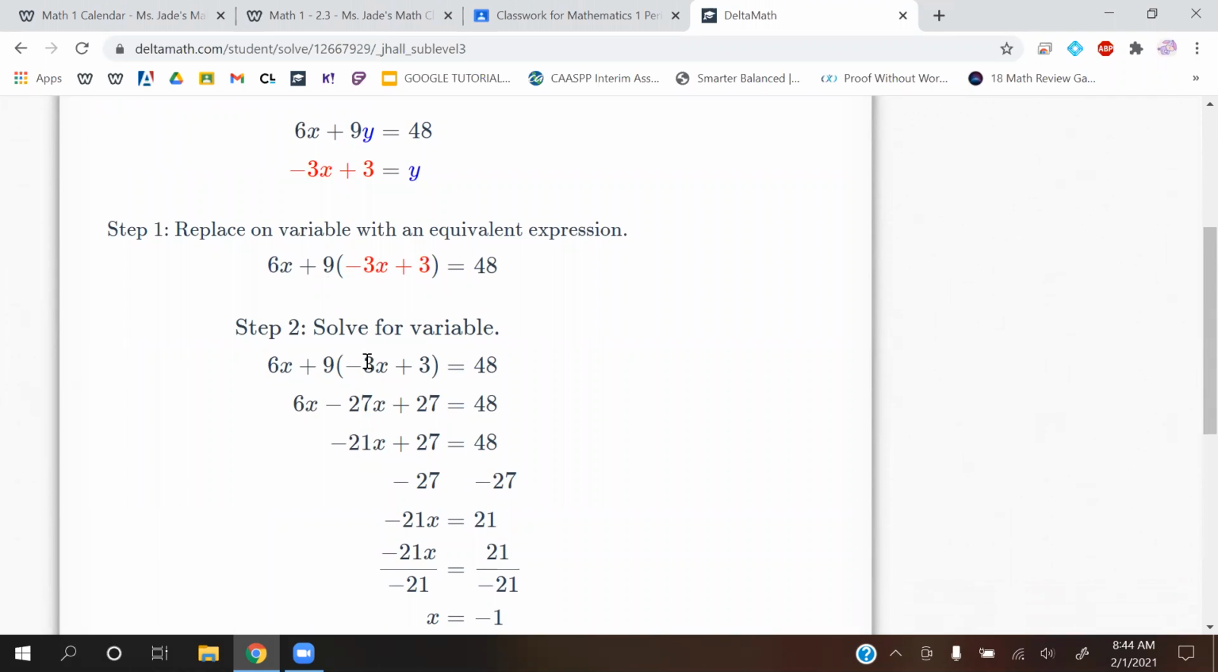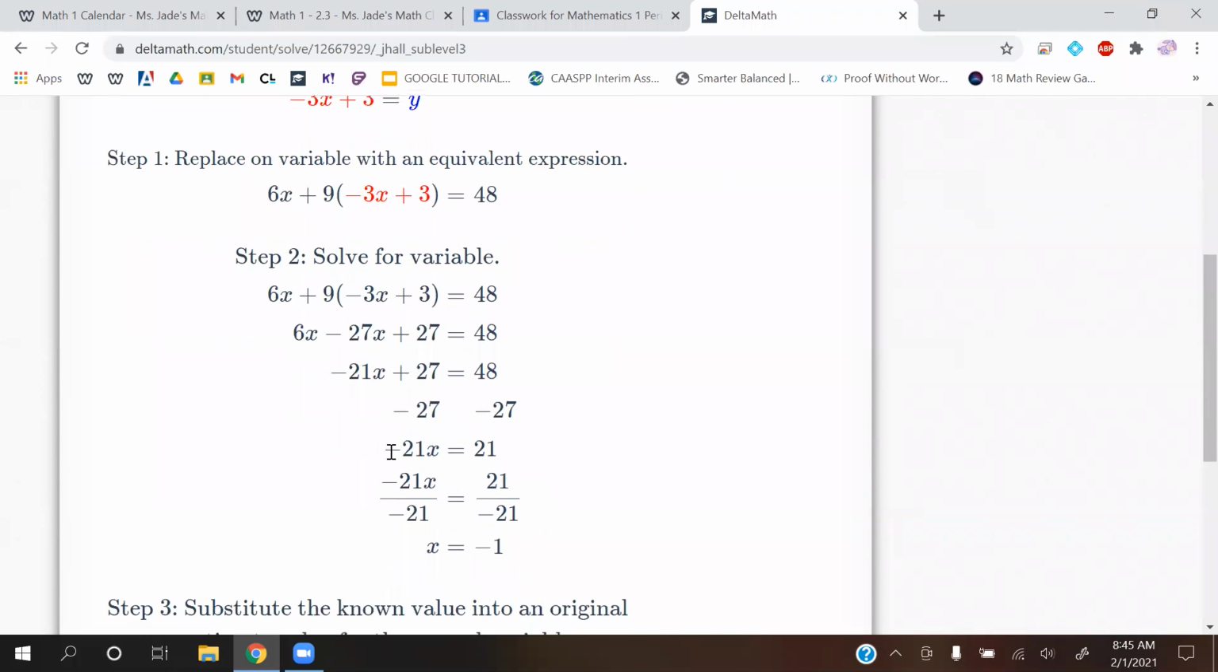You're going to distribute that 9. So 6x, 6x. 9 times negative 3x is negative 27x. 9 times 3 is plus 27 equals 48. Then they combined the like terms, and it became negative 21x plus 27 equals 48. Subtract 27 on both sides, you get negative 21x is equal to 21. Divide by negative 21, and you get negative 1.